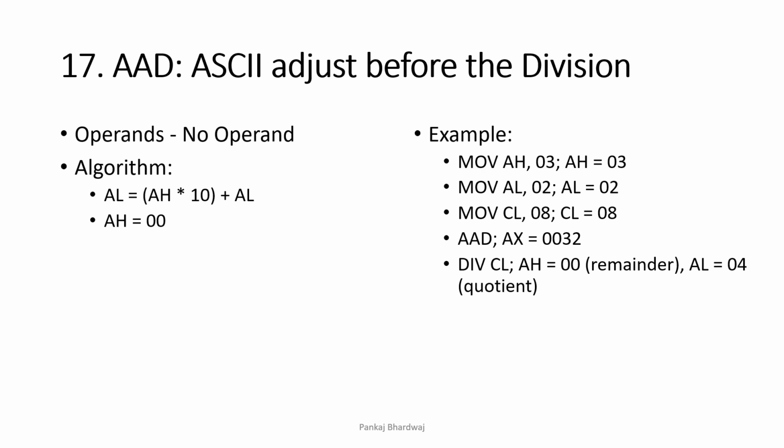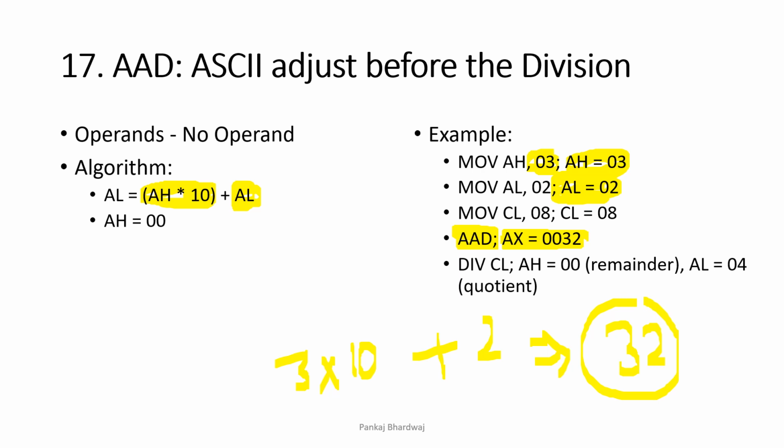AAD, that means ASCII adjust before division. ASCII adjust before division, that means we will be having the value of AL that is calculated by simply AH into 10 plus AL. For example, we have 3 in AH and 2 in AL. Then after AAD, this AX will be 32 because it is 3 into 10 plus 2, that means 32. So it will become 32 and 32 will be considered as a hexadecimal number now.